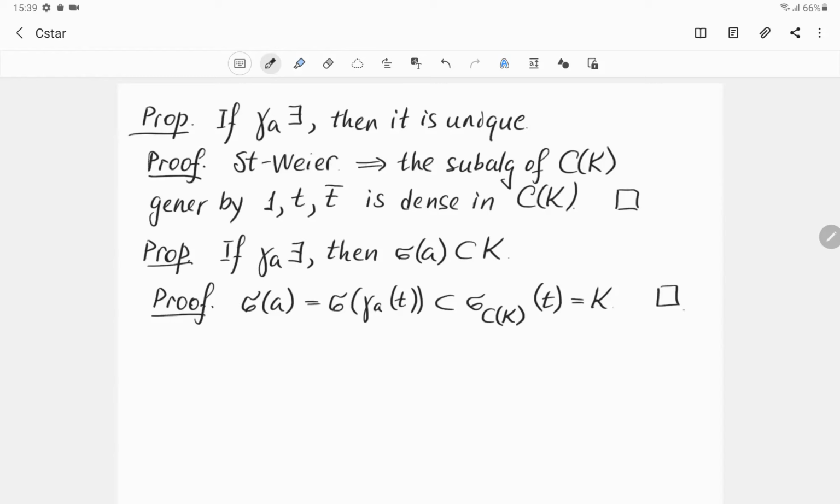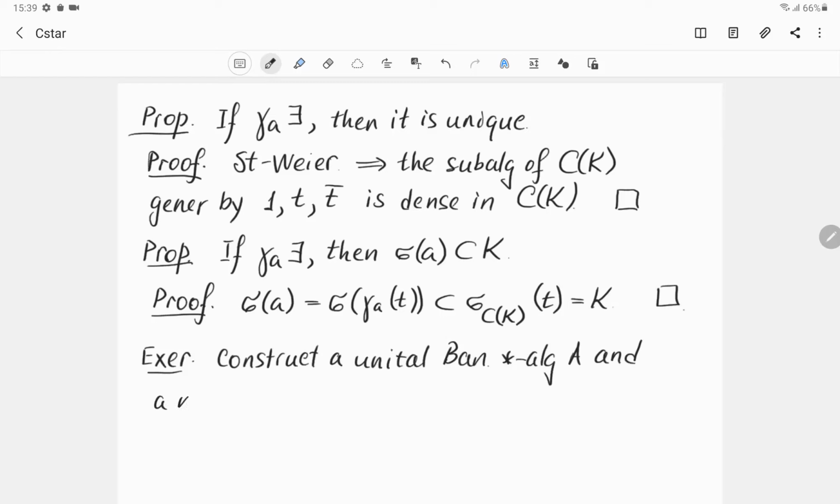Okay. In the general case, I don't claim that this condition is sufficient. Here's a simple but useful exercise. Construct a unital Banach star algebra A and a normal element a such that the continuous functional calculus never exists. That is, there is no compact subset of the complex plane for which gamma A exists.